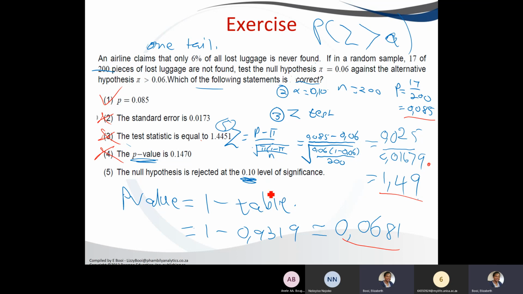And if I look at this, our alpha is more than our p-value, because for the rejection, the decision is if the p-value is less than alpha, we reject. And this is greater than alpha, so we do not reject. And the statement here says we rejected, so that is not correct. The only correct answer was number 1. And that's how you do the hypothesis testing.